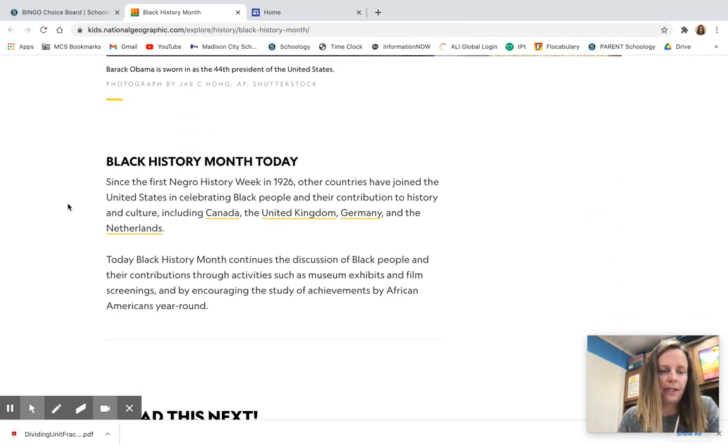Black History Month today. Since the first Negro History Week in 1926, other countries have joined the United States in celebrating Black people and their contribution to history and culture, including Canada, the United Kingdom, Germany, and the Netherlands. Today, Black History Month continues the discussion of Black people and their contributions through activities such as museum exhibits and film screenings, and by encouraging the study of achievements by African Americans year-round.